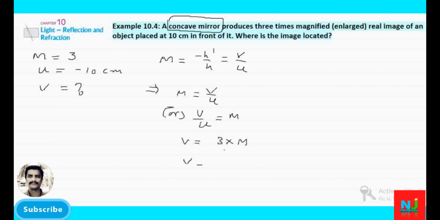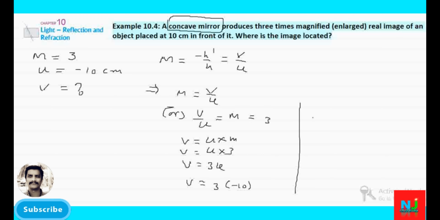That is very simple. That means V is U times of M. So directly we can put U times of M. Later we will substitute M is equal to 3, otherwise we can directly take M is equal to 3 also. No problem. So it is U into 3. V is equal to 3 times of U. So now it is clear. Both are the same. V is equal to 3 times of U, which is minus 10 centimeter.